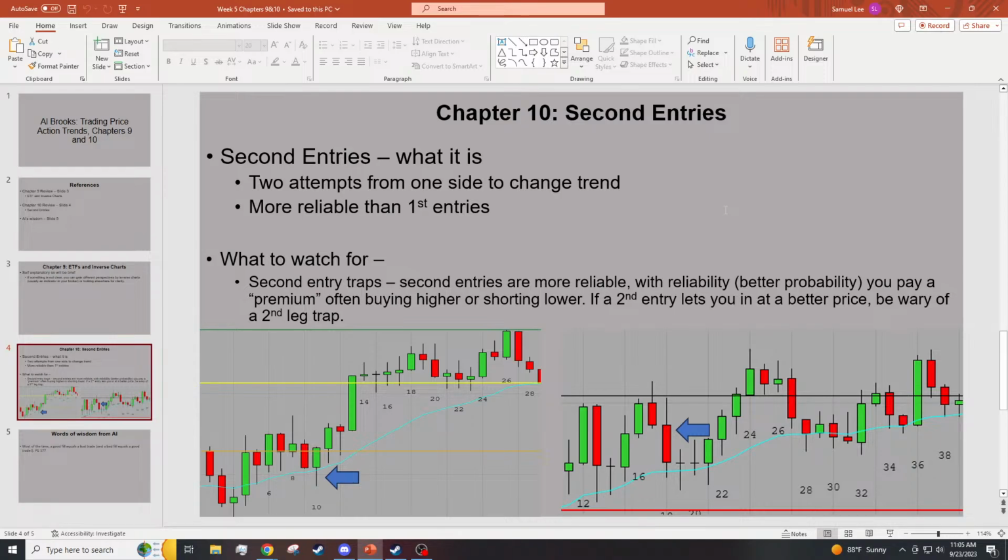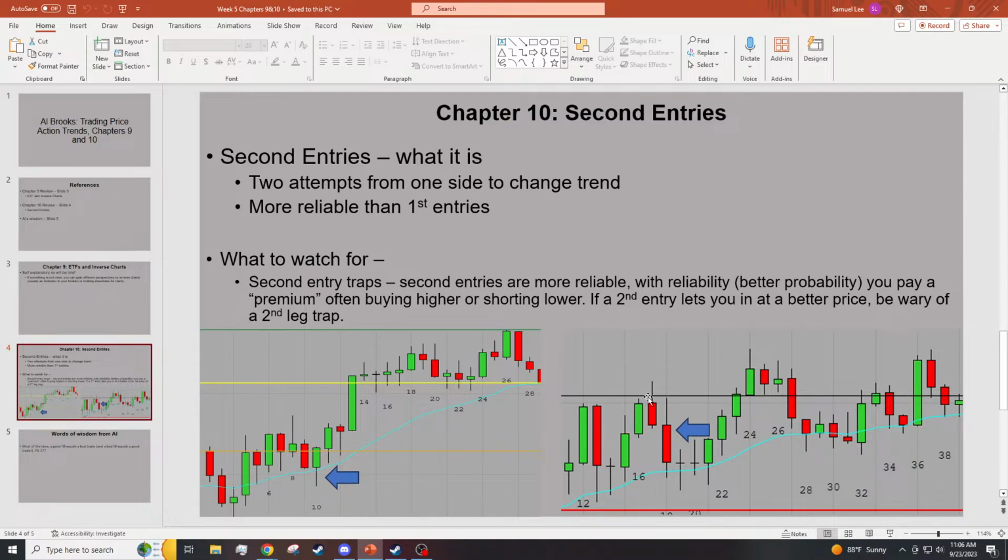The other part about second entries that we should discuss is second entry traps. The most common type of trap that will happen with second entries are second entries that give you a better entry than the first bar, and that's what this chart on the right will tell you. So you have a first entry sell with bar 13, you sell one tick below bar 12, and we don't want to take the first entry sell, but it's good to know the numbers.